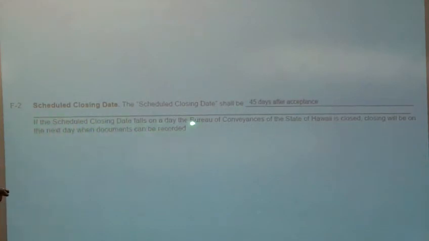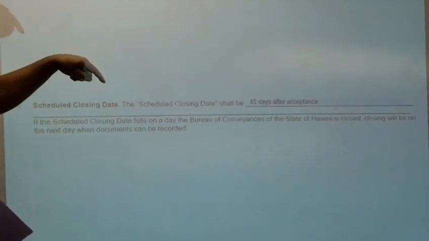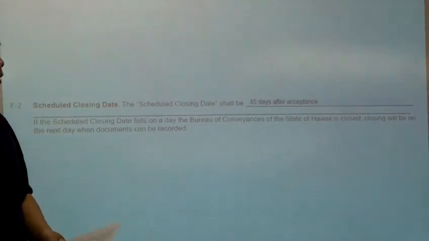The scheduled closing date falls on, if it falls on a day that the bureau is closed, then the closing will be on the next day when documents can be recorded. So it's the next day, not the prior day. Okay?